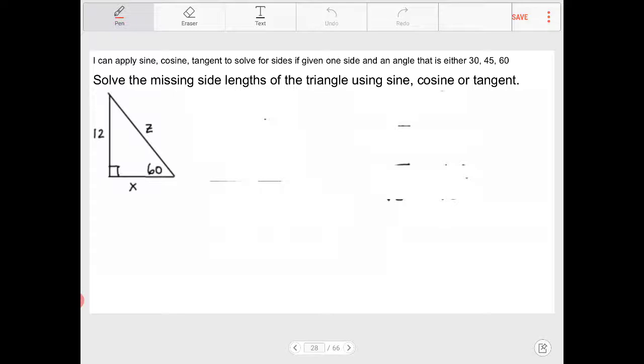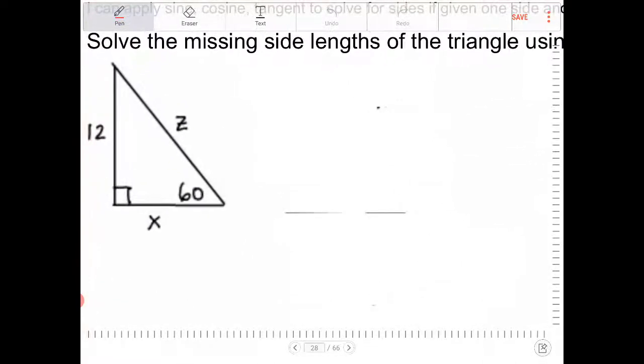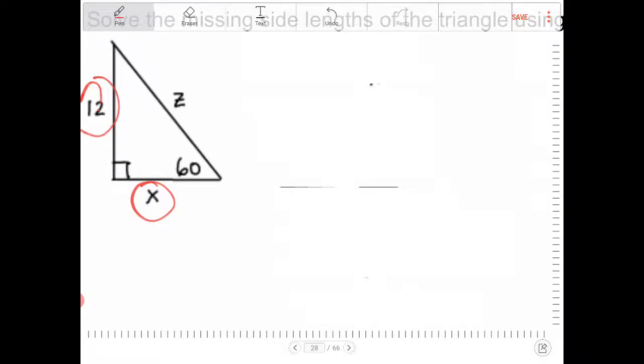Let's try to apply this concept to finding the missing side lengths in this triangle. If I'm trying to solve for side length x and side length z, let's say I'm trying to find out what x is first. So I'm trying to find out what this is. I know this is 60 degrees here, and x is adjacent to 60 degrees. Which trig ratio, sine, cosine, or tangent, will involve 12, which is opposite of 60, and an adjacent side?